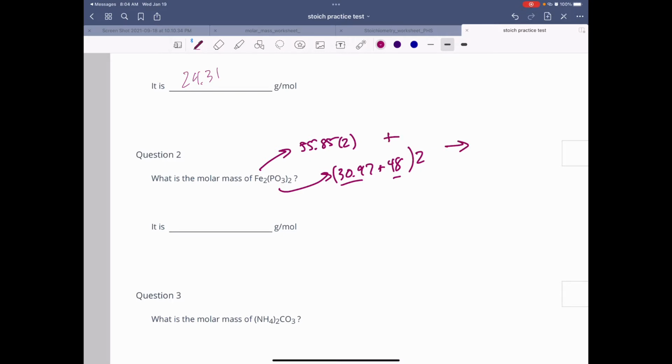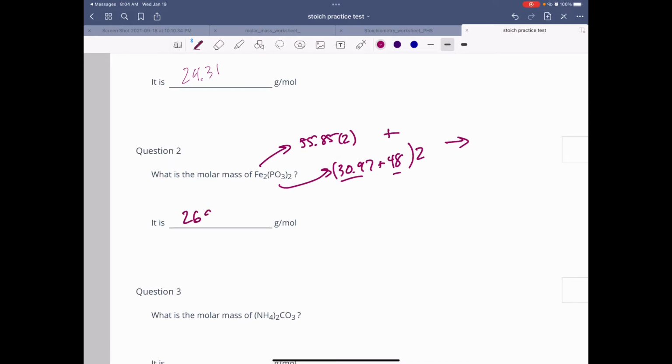So now it's calculator time. We're going to go 55.85 times 2 plus 78.97 times 2. You got to use the parentheses correctly on your calculator, otherwise the terms will get distributed wrong and you're going to get it wrong. So you just got to make sure you use parentheses correctly. And you get 269.64 grams per mole.